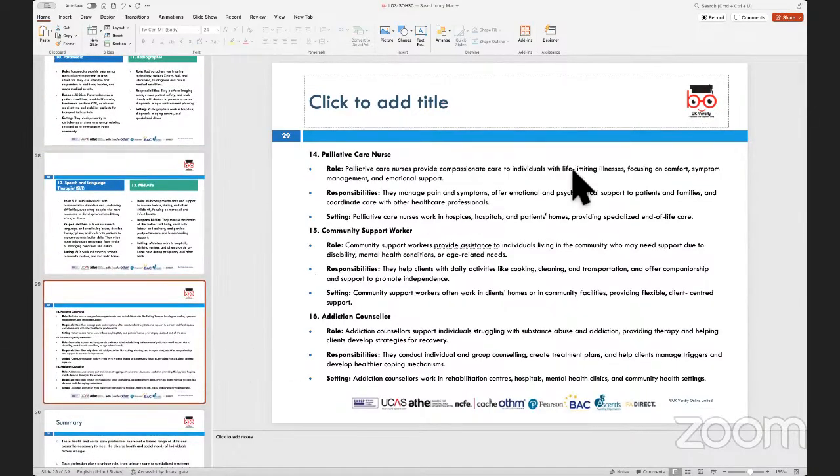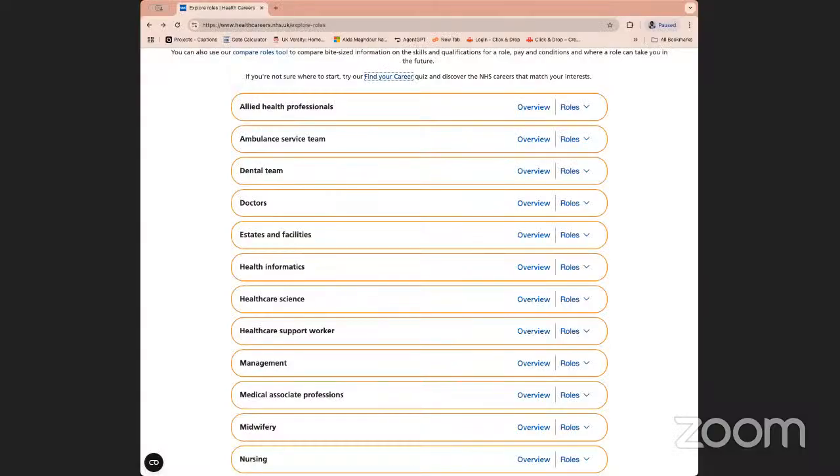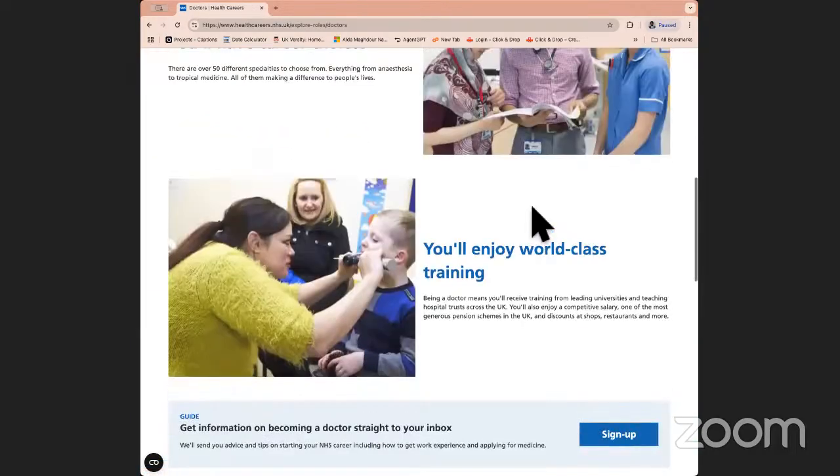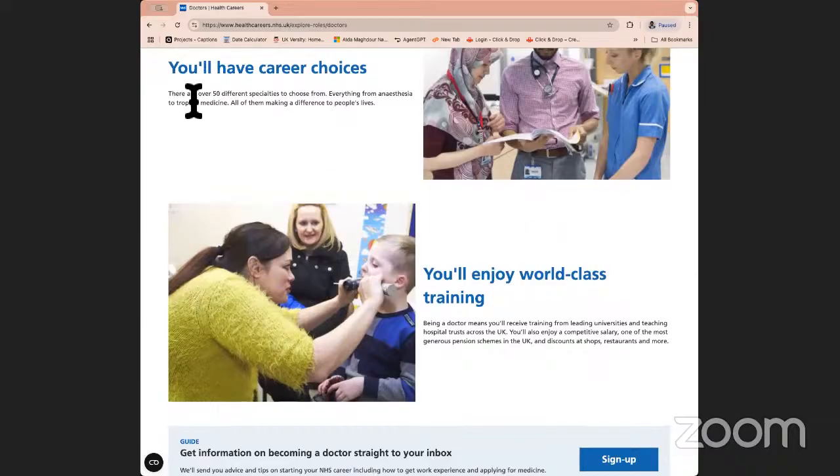Now, the best way to read and understand this in terms of professions would be to go to the NHS website, which I've shown earlier. Look at a particular role. First, look at the overview, because if you are looking at doctors, obviously, what is the role of the doctors? What are the various different specialisms that you can become a doctor in?